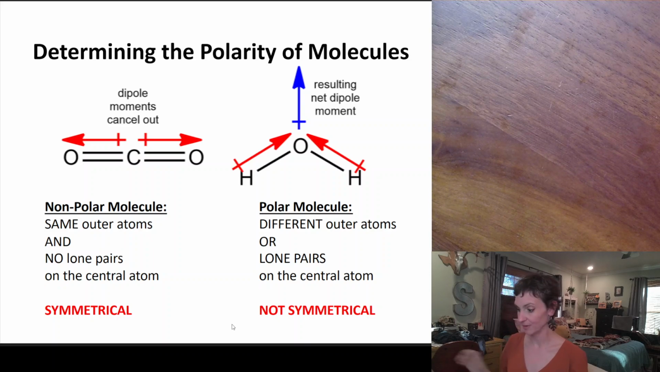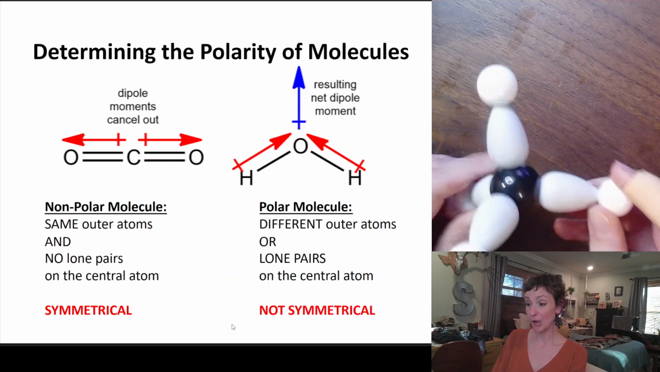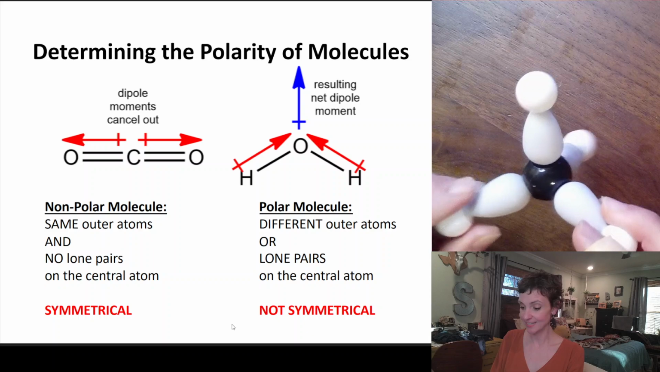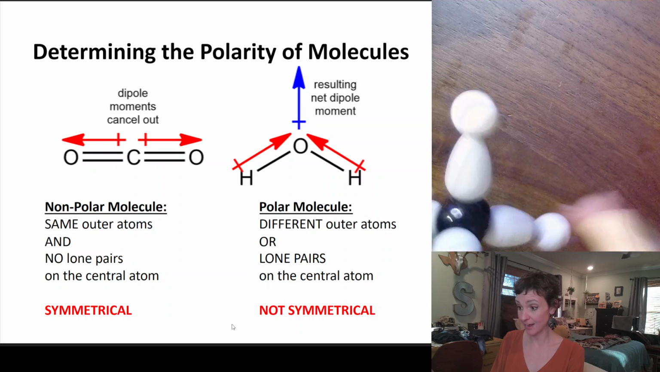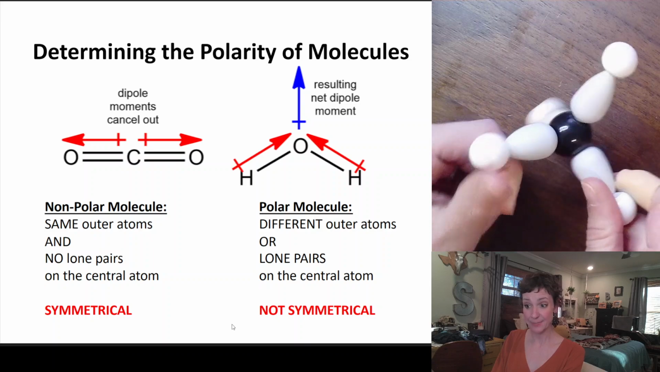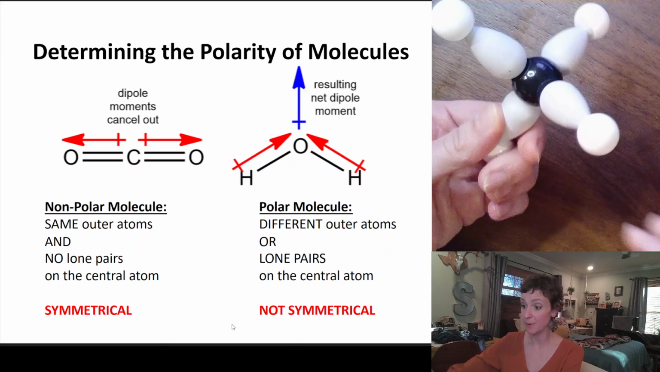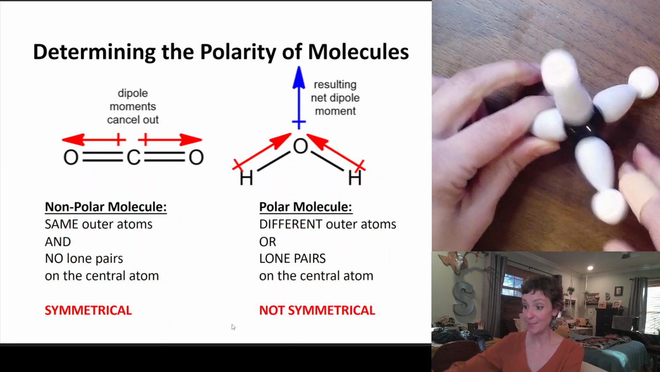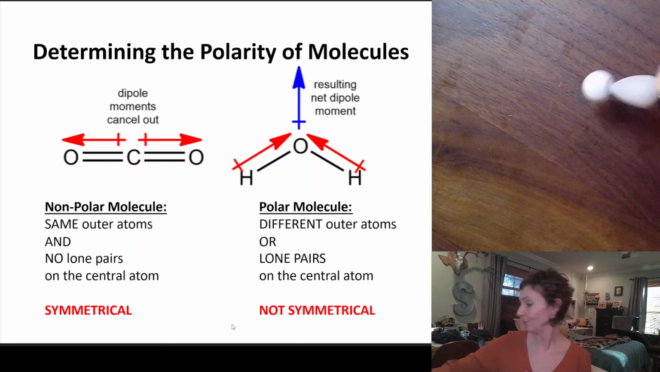Let's do another one real quick. This is getting fun. Okay, here I've got CH4, a carbon connected to 4 hydrogens. Well, according to my list here, they've got the same outer atoms, and there are no lone pairs on my carbon here. So it's got to be a non-polar molecule. That's because each one of these individual bond lines are all canceling each other out to where I don't have a net molecular dipole happening here.